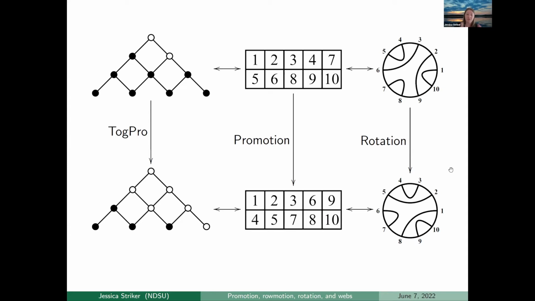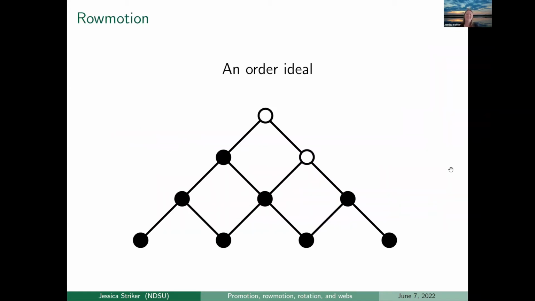And it's beautiful. We filled out all the arrows, but there's one slight problem, and that is that toggle promotion isn't really an intrinsic action on order ideals, because order ideals don't always have a left to right. So I'm wondering, can we put something better in that spot? And the answer is that we can. This action is called Rowmotion.